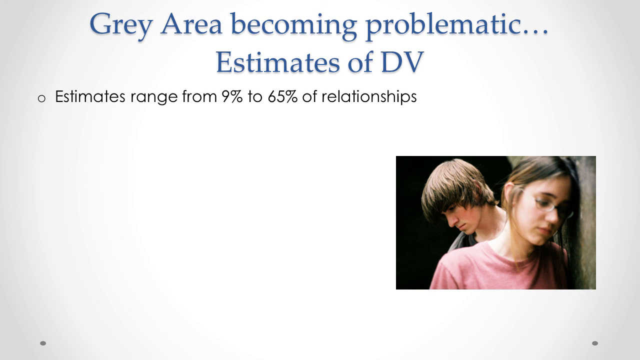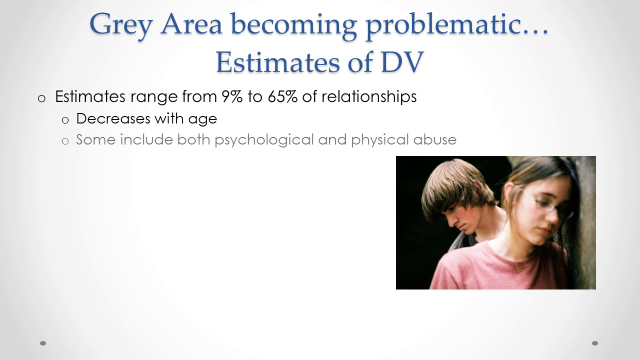relationships. Now, what we do know is that dating violence tends to decrease with age. So the older individuals get, the less likely they are to encounter dating violence in a romantic relationship. But also mixed up in that estimate of prevalence rates, it's including both psychological abuse and physical abuse, but it's unclear whether or not that's including sexual abuse. So we don't really have a good estimate right now of how common dating violence is, and it's certainly an area where future research is going to be really important.